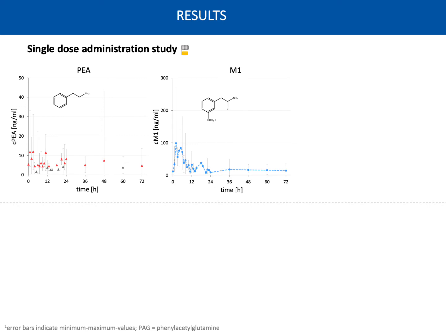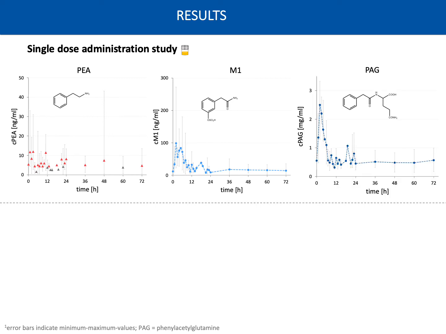And this also made it difficult to use the M1 PEA ratio as a marker, since the values were just not comparable between individuals and a corresponding cutoff level could therefore not be established. So instead, the administration study urine samples were searched for further metabolites that could reflect PEA intake, and a very considerable increase could be observed for phenylacetylglutamine, so PAG in short, which is highly concentrated in urine and had, as you can see here, a very similar course as M1.